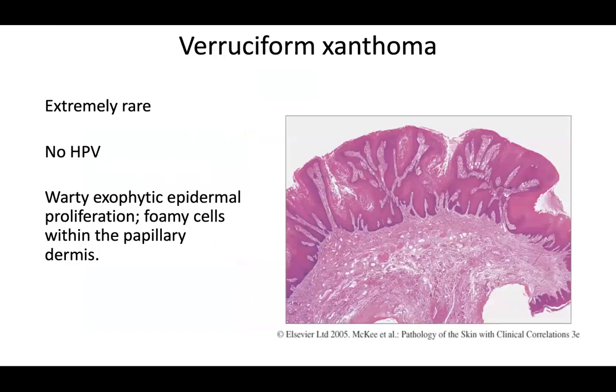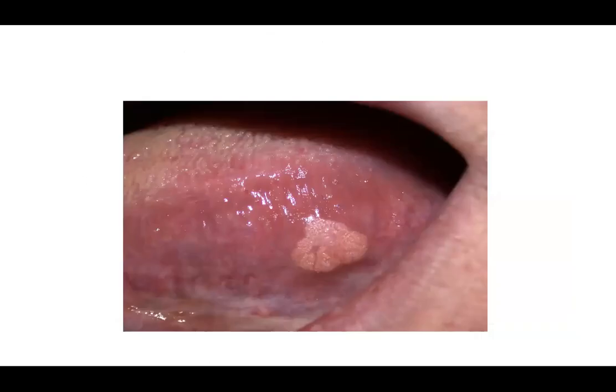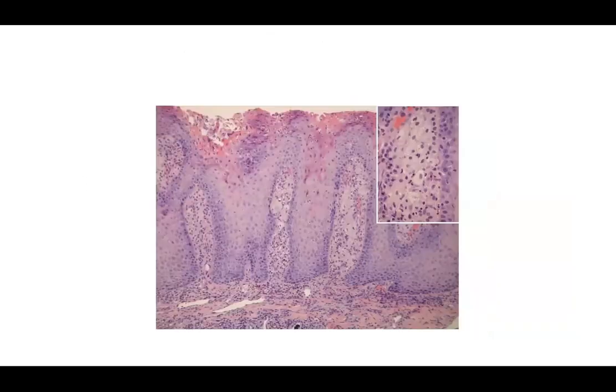Verruciform xanthoma is another one of my favorite diagnoses. They're extremely rare, but I've seen quite a few in my early career here. They're not associated with human papillomavirus, so they are verruciform, but they are not viral driven as far as we know. They're warty exophytic epidermal proliferations with foamy cells within the papillary dermis. So that's going to be the key to making the diagnosis. Here's an example. They often show up on the tongue.